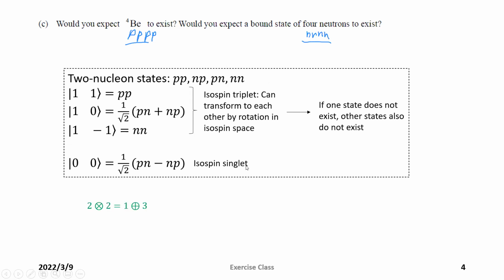And here we have some special notations. We say that 2 times 2 is equal to 1 plus 3. That means 2 means the isospin doublets. So when we have a composite system of 2 nucleons, we can decompose it into an isospin singlet plus an isospin triplet. So that's how people usually denote this.